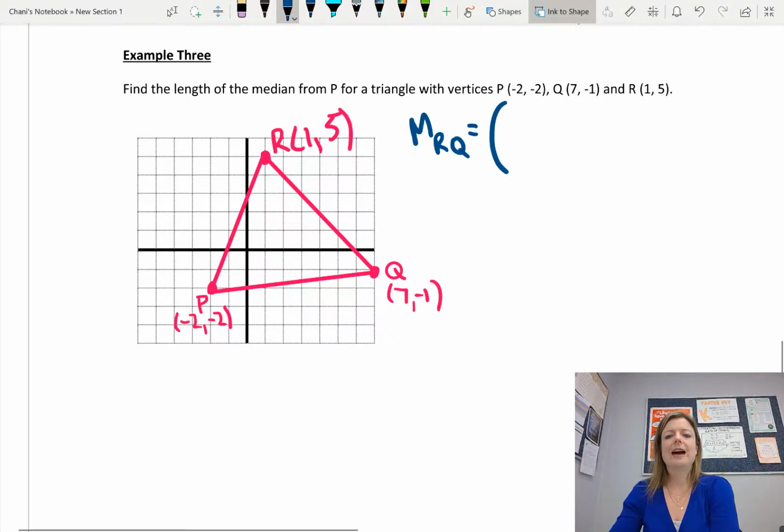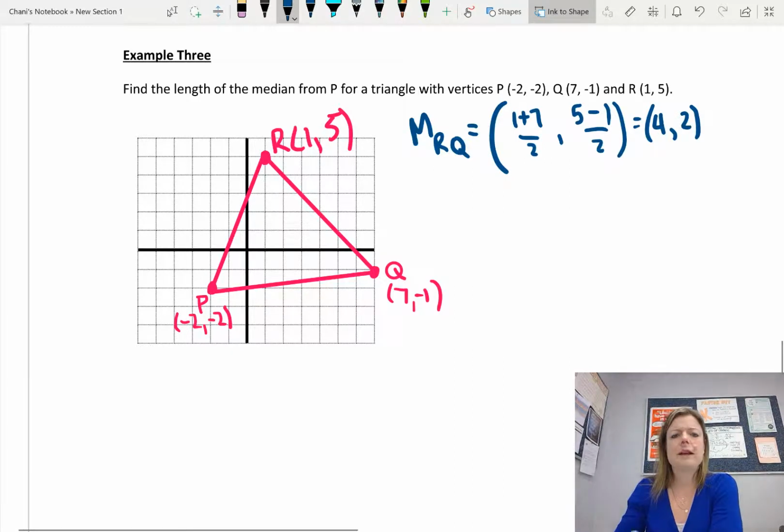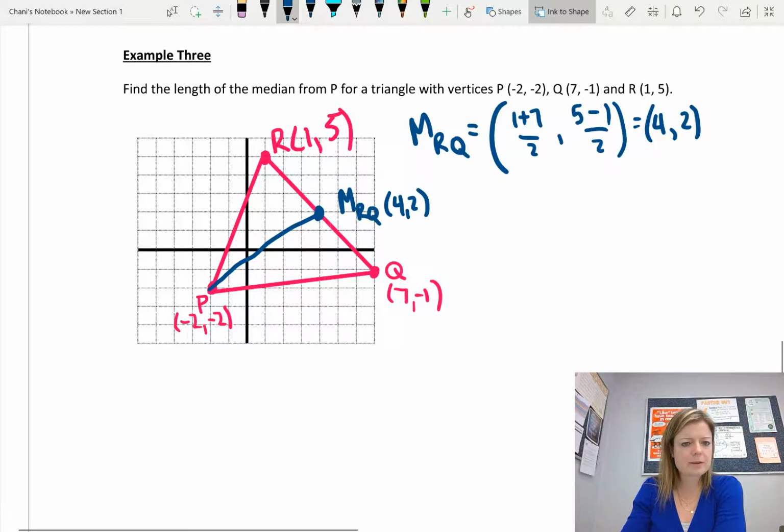So again, you just take the average of the X values and the average of the Y values to get the coordinate 4, 2 as the midpoint. Okay, so now the median from P looks like this. So the question is, how long is that median? So now we just use our distance formula. So from P to the midpoint of RQ, now notice that these are subscript, and I put a line over it to indicate that I'm finding the distance.